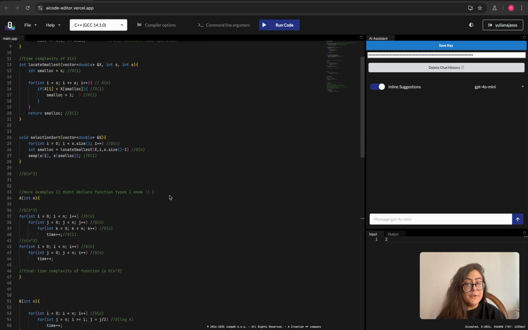Our second function is a locate smallest function, and our time complexity is also O(n) for the same reason: our for loop iterates through every element in our vector, because it compares every element to find our smallest.